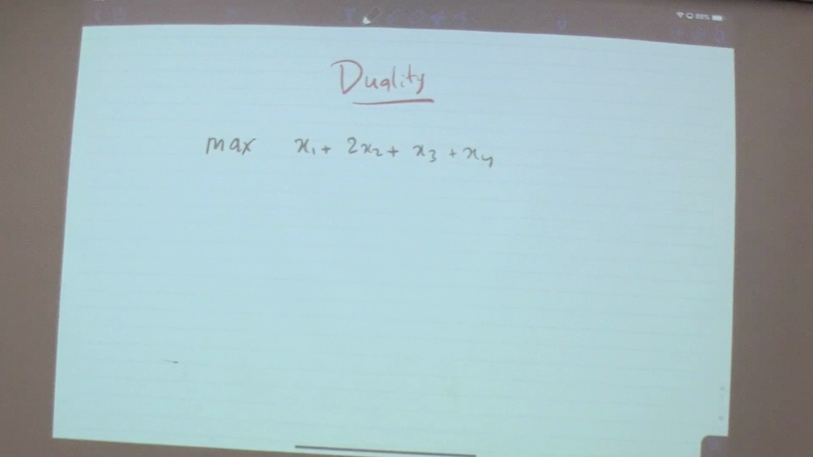So I'm going to write down some constraints. The first constraint is that we must require... x2 plus x4 is less than or equal to 1. And finally, we'll assume that all the variables are positive. And you'll see why this is going to be helpful in a second.